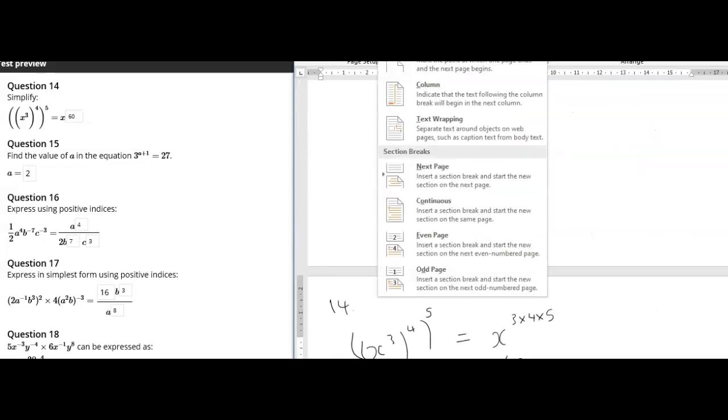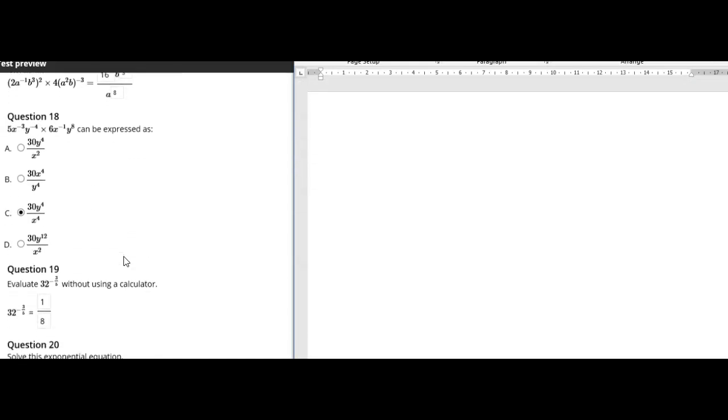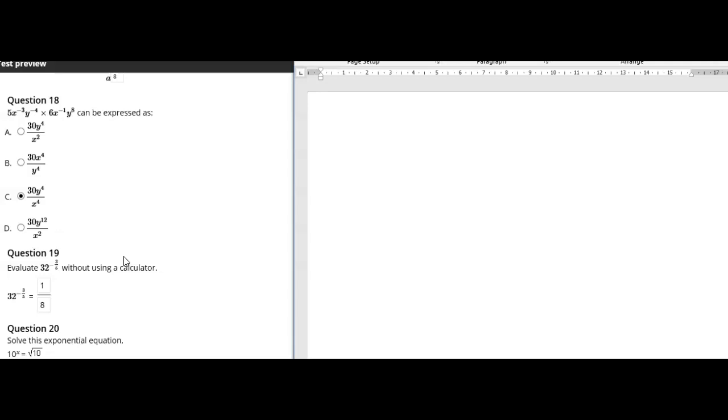Might grab a few pages. Okay, scroll. And then scroll here. We're up to 18. Okay, so tricky again. So let's just take our time. 5x to the negative 3, y to the negative 4 times 6x to the negative 1, y to the power of 8.